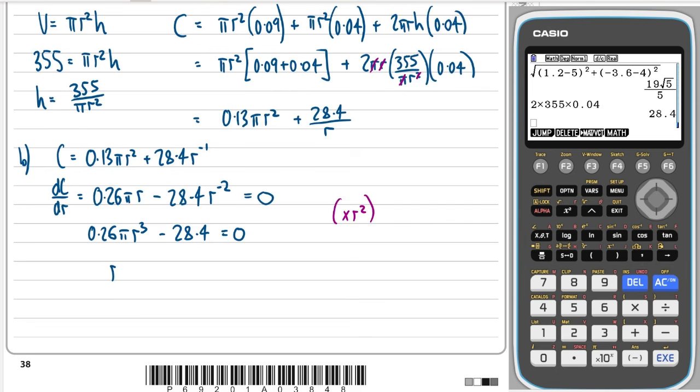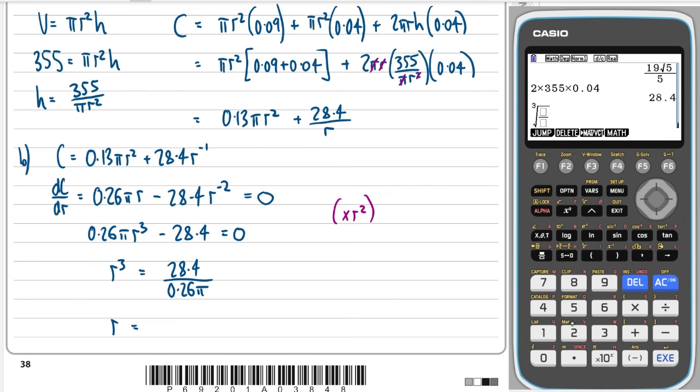So I can now solve for r cubed by adding the 28.4 over and then dividing by 0.26 pi. So r is equal to the cube root of that. So on my calculator I will go with the cube root of 28.4 over 0.26 pi. And we get 3.26.